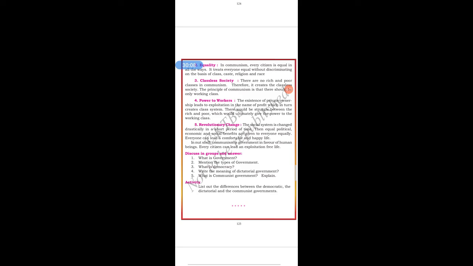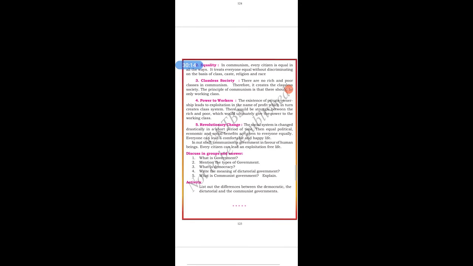Here the revolutionary change occurs so drastically, suddenly we can say, then equal political, social and economic benefits are given to everyone equally, so everyone can lead a comfortable and happy life. In a nutshell, communism is a government in favor of human beings, so every citizen can lead an exploitation-free life.